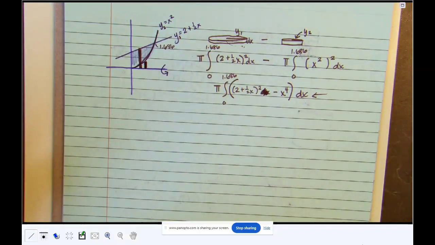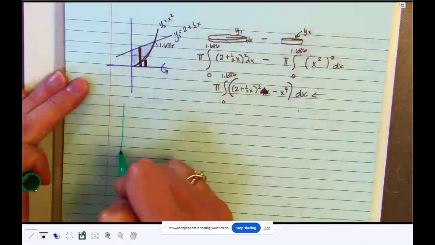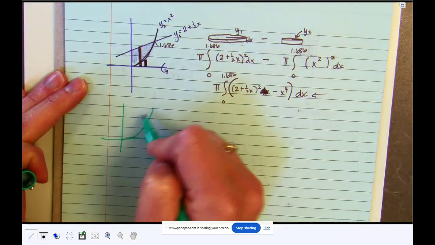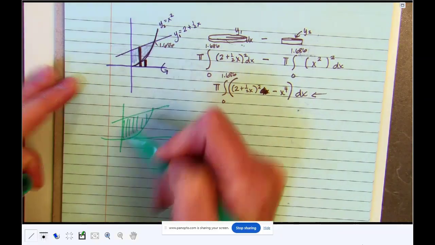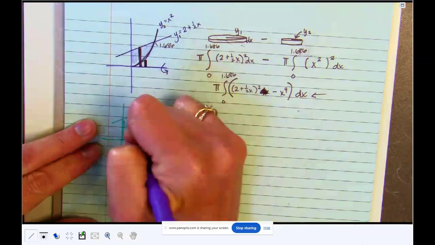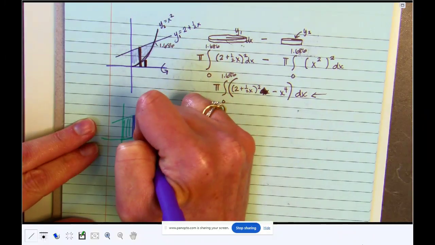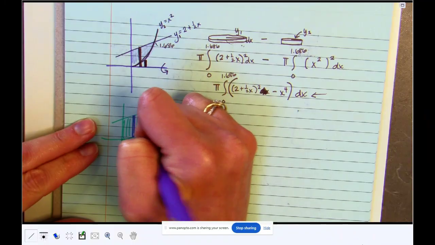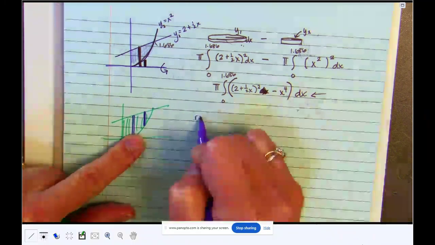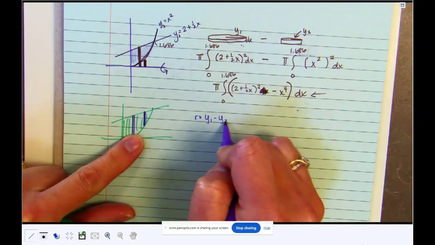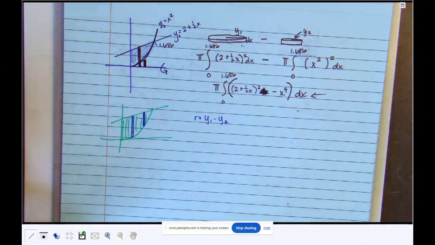Because this is what I was going to say. This is what I don't want you to do. So please don't put this in your notes. I'm going to write it down so you can see it. This is what people do. They go, ooh, here's our graph, let me make my slice. And they make their slice just like this. Actually, let me make it up here so you can see it better. And then they say, hey, the radius is y1 minus y2. What's the problem with that?